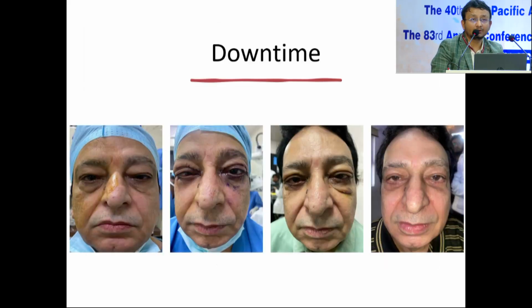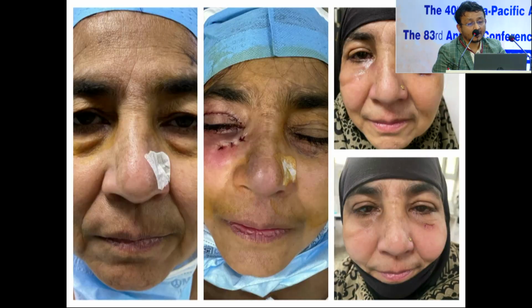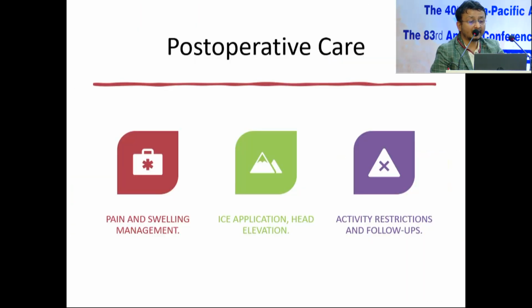You should also tell them about the downtime. The patient is seen at multiple stages of follow-up: at 1 week, at 3 weeks, and then at 6 to 8 weeks. You should always tell them that it would take around 6 to 8 weeks to be socially acceptable. In post-op care, managing the pain and swelling is very important. Give adequate ice applications, and head-end elevation should be done. Some dose of steroids for a week's time can always be provided.